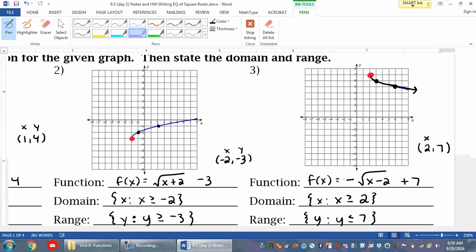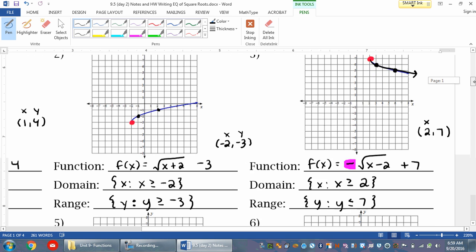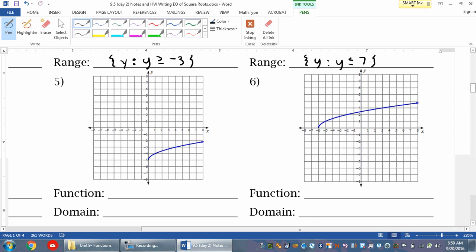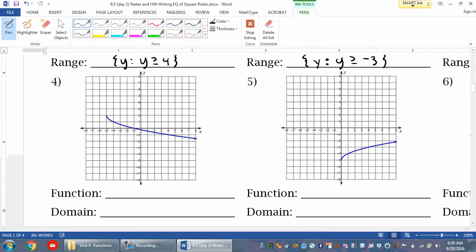The biggest mistake with this one is honestly forgetting the negative. But you need to make sure, since there is a reflection, you have to write that negative. All right, let's go ahead and continue on to number 4.